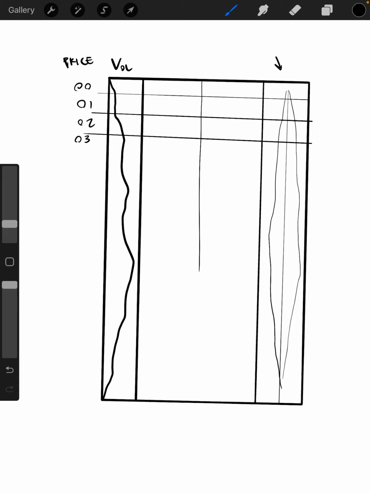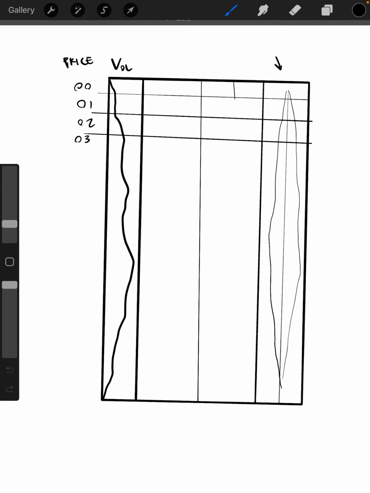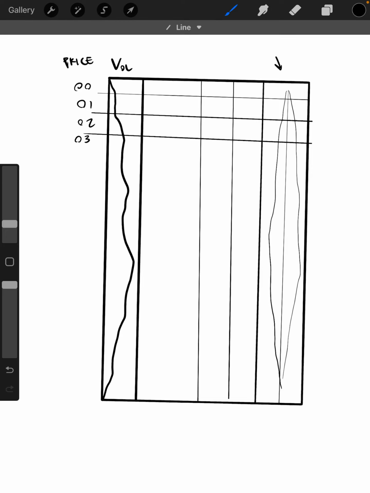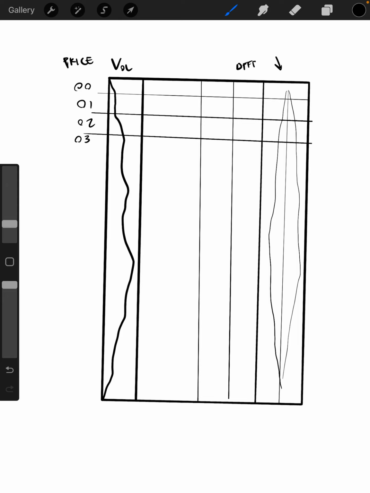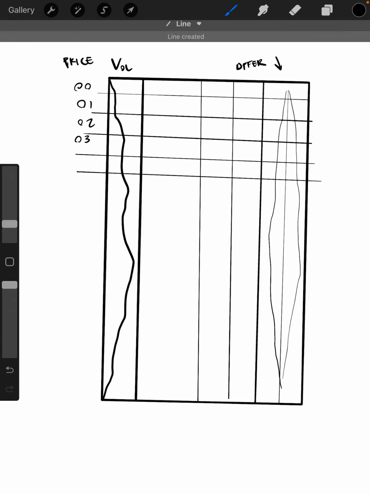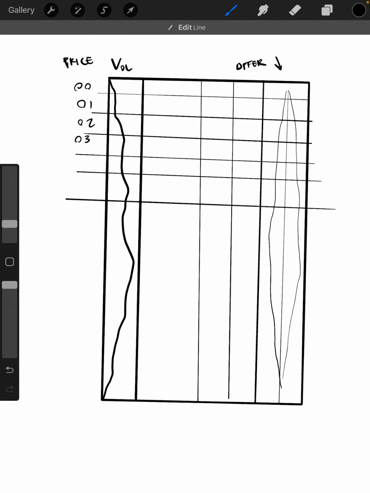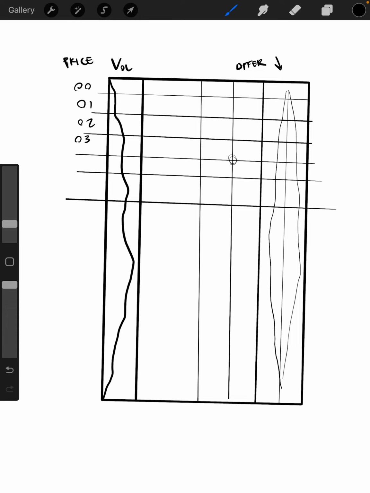And then normally, depending on where people have it located, you will have the offer right here. So let me draw more of these price lines. So let's say price is in here. The offer is going to show you where people are willing to sell and how many contracts. So we could have like 100, 57, 60, and then over here on the other side, we would have the bid.